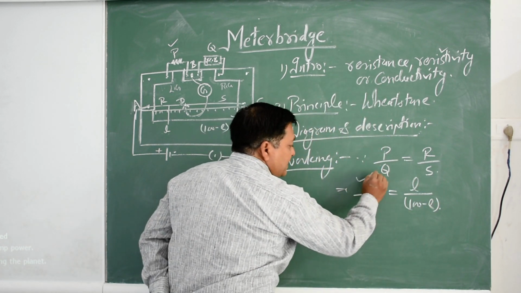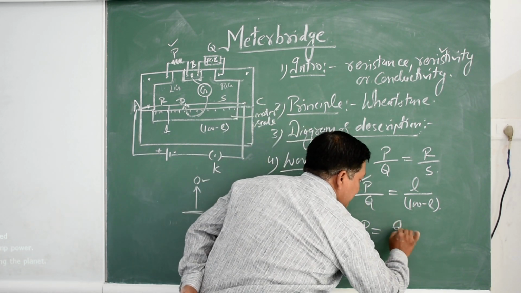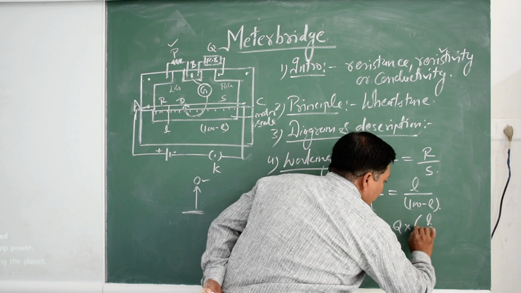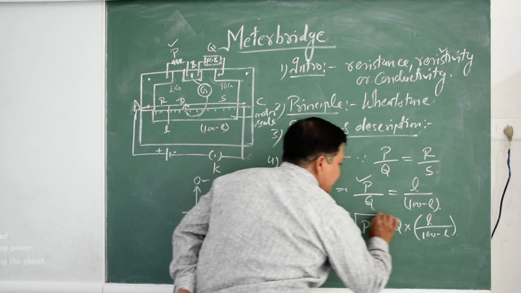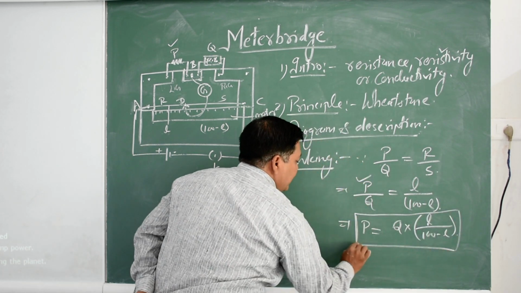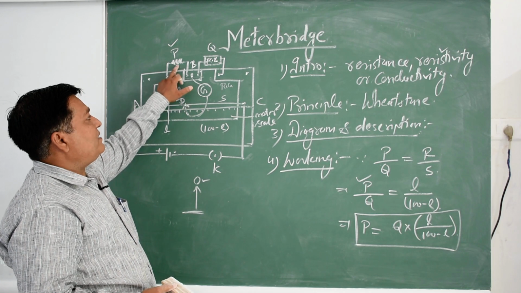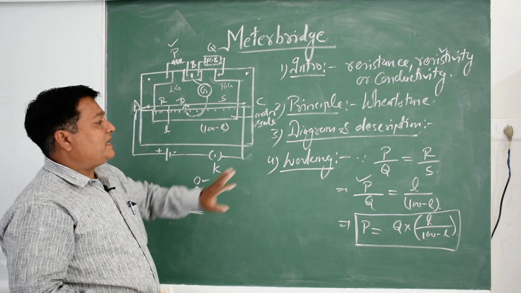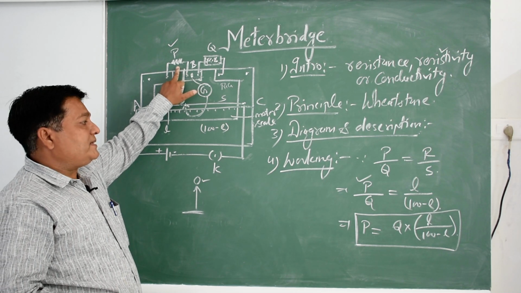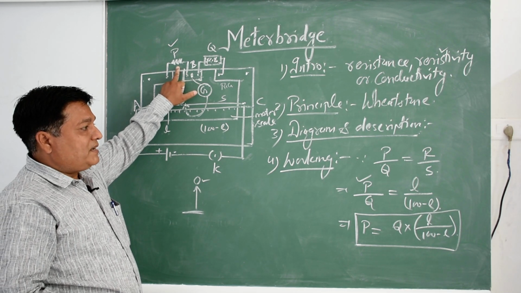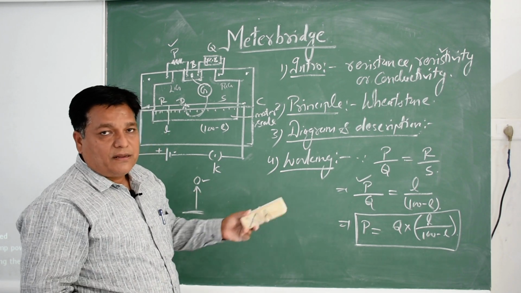So in place of R we can write L, and S is 100 minus L. We have to determine the value of resistance P, so we can get the formula of P. P is equal to Q into L upon 100 minus L. By changing the value of Q, we can get different values of the resistance P, and we can get the average value also. In this way we can determine the value of the unknown resistance wire from the meter bridge. This is the way to find the resistance from the meter bridge.